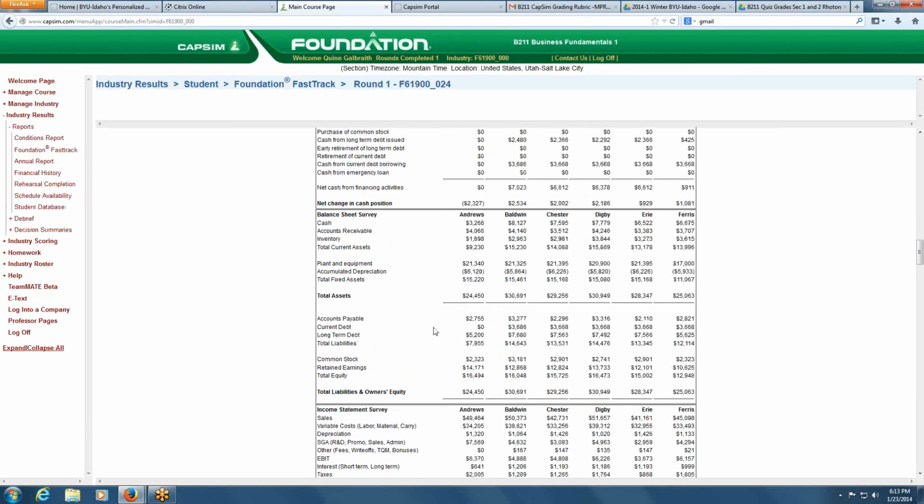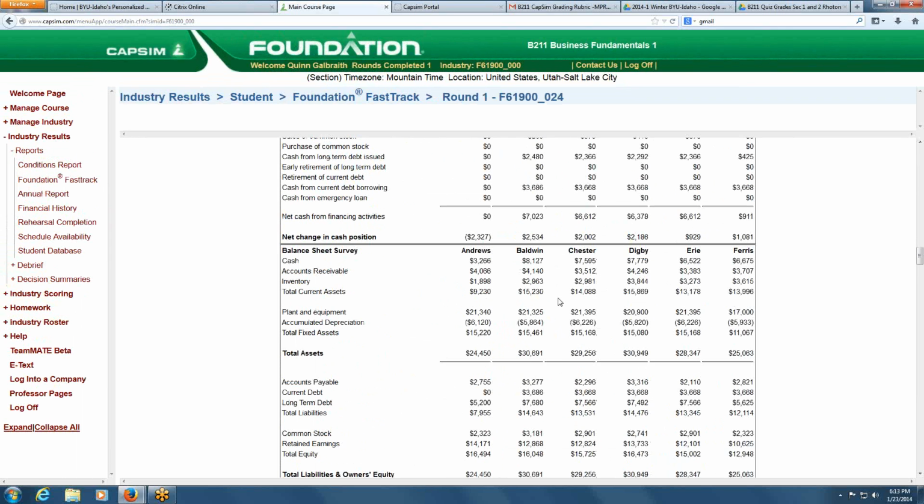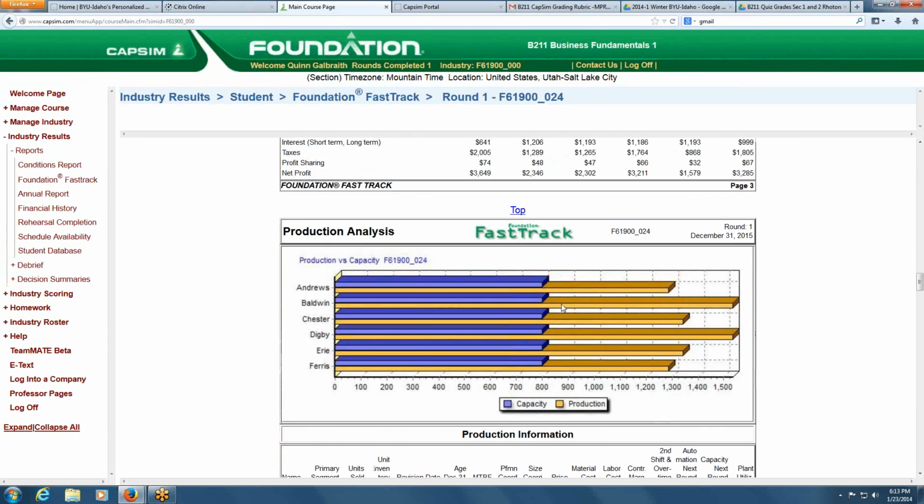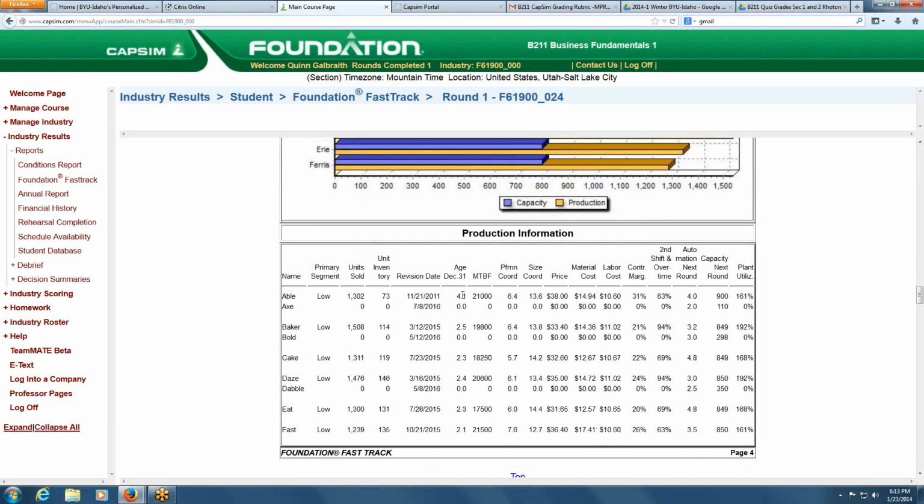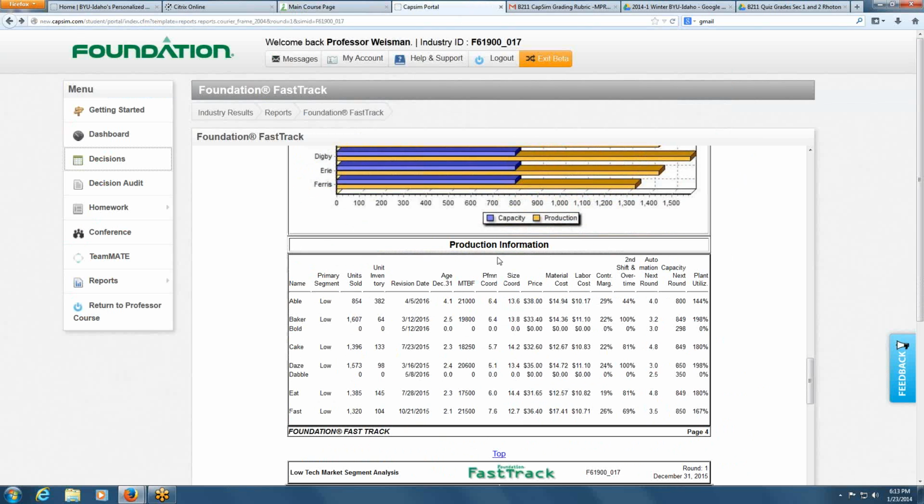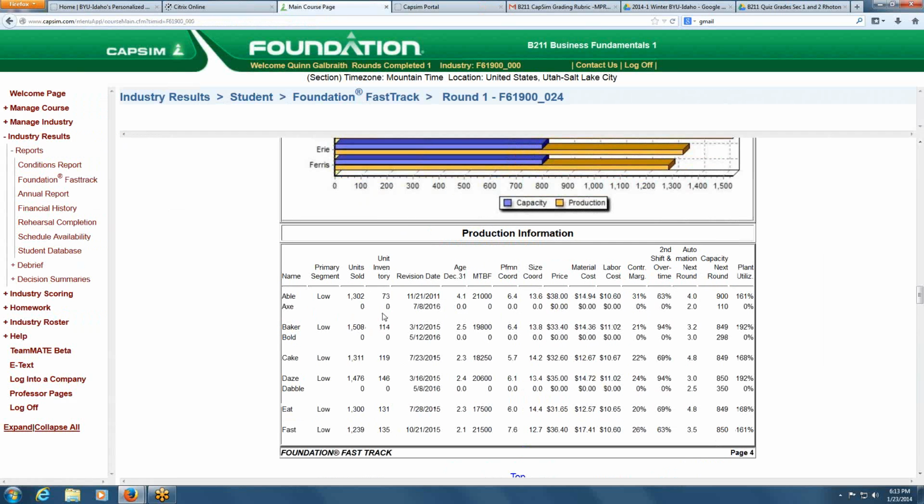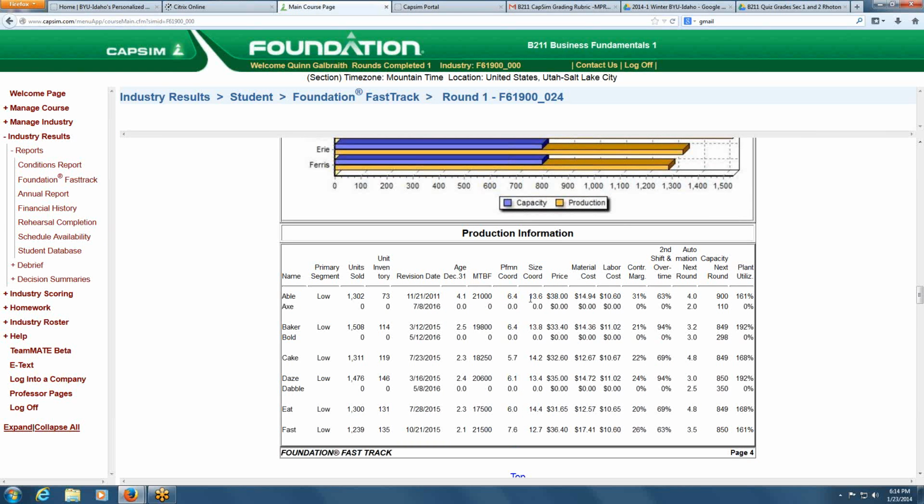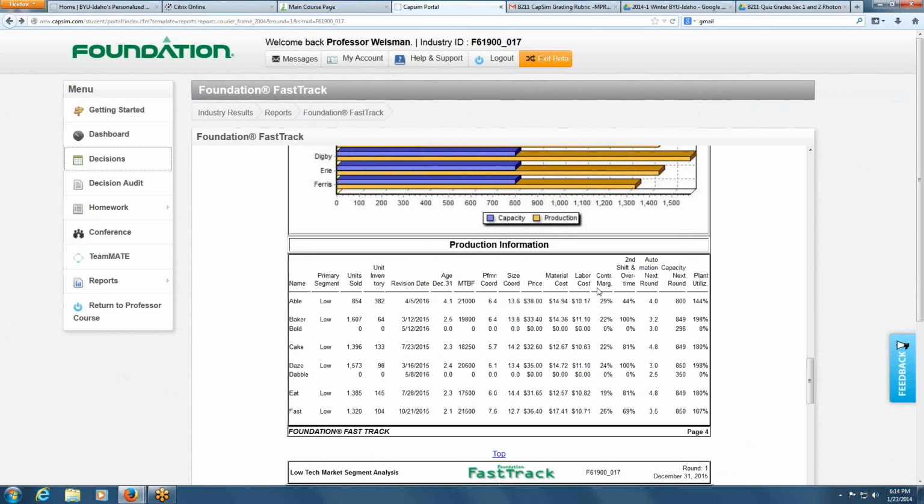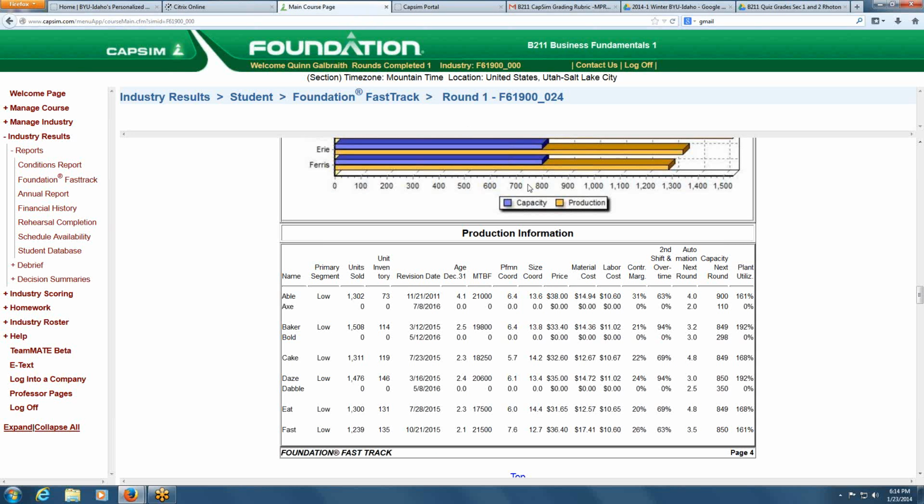So let me zoom in again. I'm going to go to the production analysis and look at everything. This person's age was 4.1, and this person's age was 4.1. This person only sold 854. This person sold 1,302. Why is that? Their MTBF was 21. This person's MTBF was 21. Their performance and size were the exact same. Their price was the exact same. Material and labor costs were the exact same.